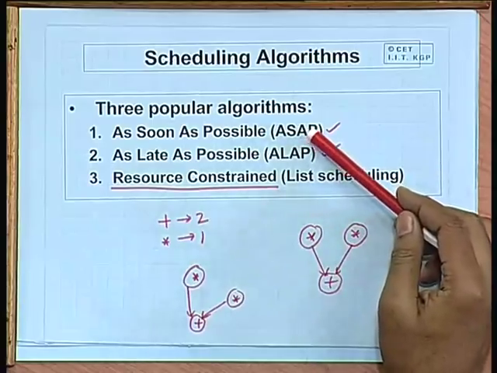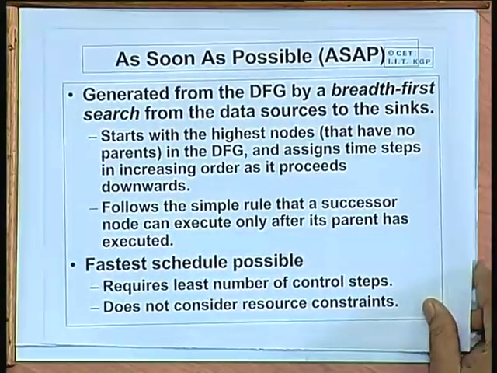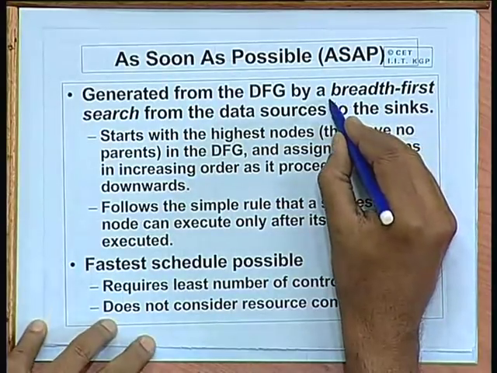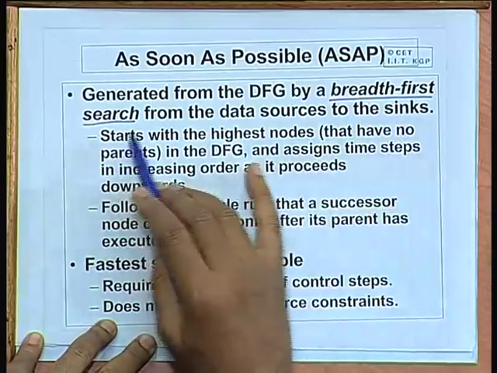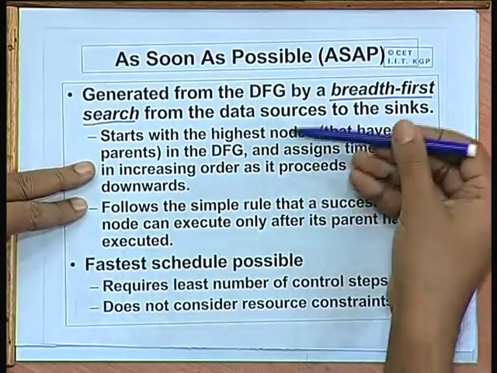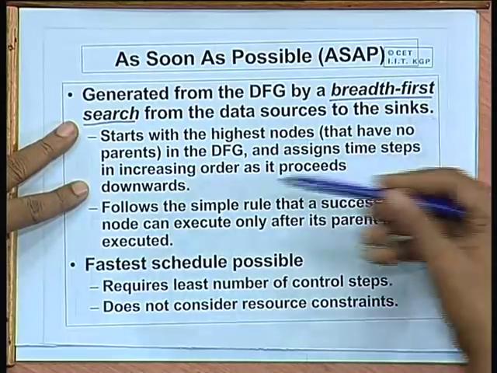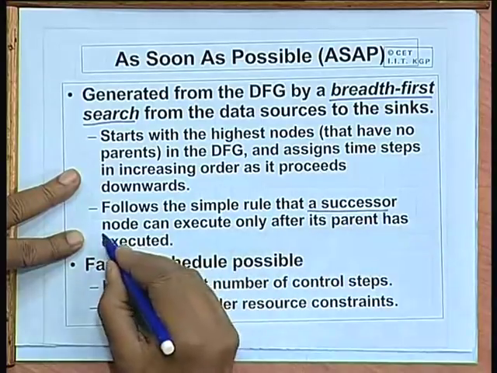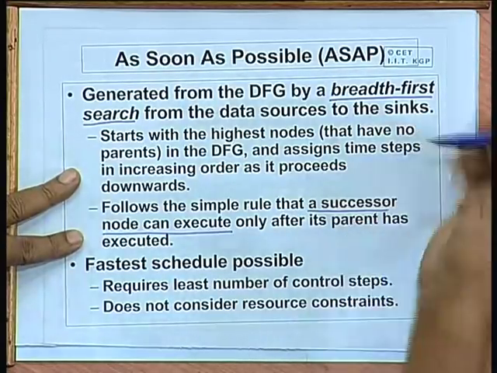So, let us start by talking about the as soon as possible or the ASAP scheduling, which is called more popularly. So, ASAP is very simple in concept. Here, given the DFG, you carry out a breadth first search from the leaf nodes, which represent the sources of the data, down to the sink, and you assign time steps in that particular order. So, you try to assign a particular operation to the earliest time step possible. You start from the beginning, go down the tree, and of course, the obvious constraints have to be satisfied, which is a successor node can execute only if the parents have completed their execution. Okay. So, the parents have to be allocated a time step which is before that of a child.